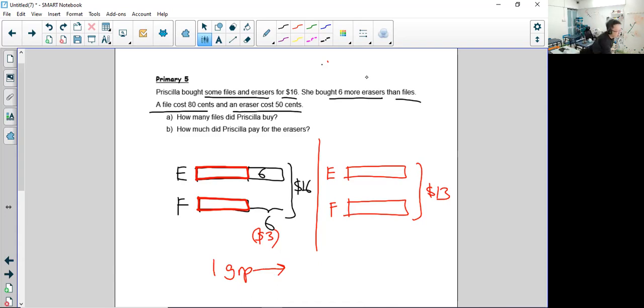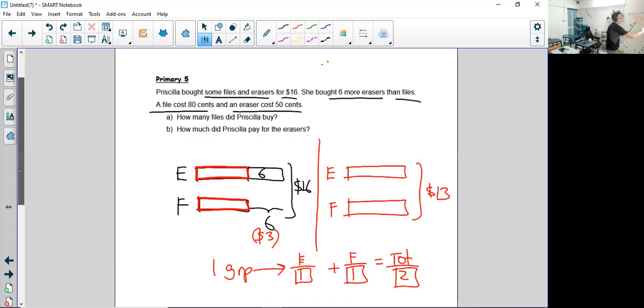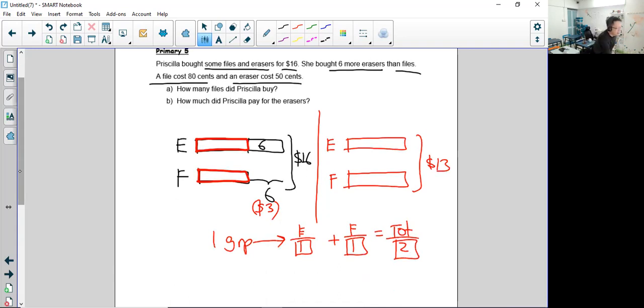So you have 1 eraser, you always start with 1 because that's the smallest number, and 1 file. 1 eraser, 1 file, and the total items in one group will be 2. So how much is 1 file and 1 eraser? 1 file is 80 cents, and 1 eraser will be 50 cents. And how much is one group? One group will be $1.30. So you complete your one group.